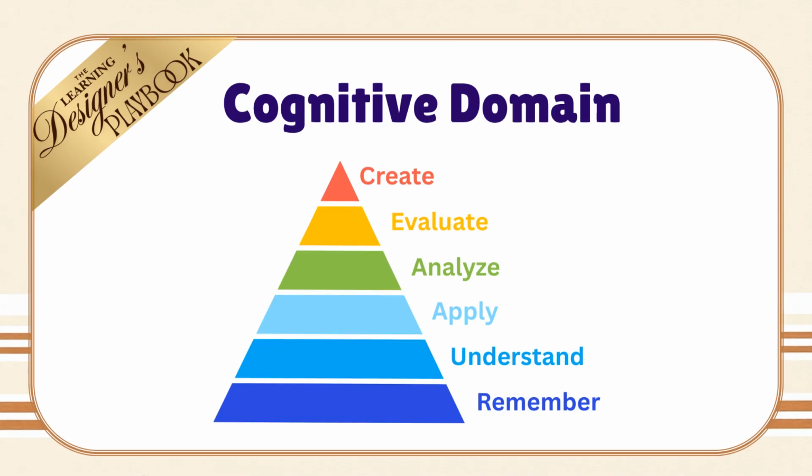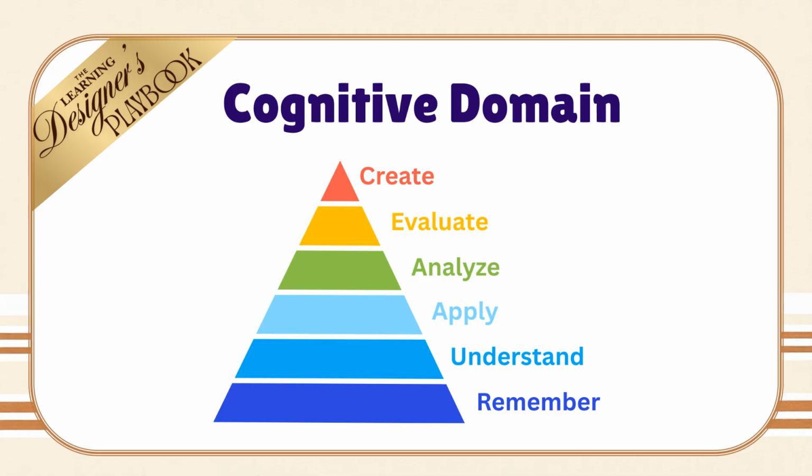The cognitive domain is the most widely used and recognized part of Bloom's taxonomy. It deals with intellectual processes and knowledge acquisition. At its foundation, the domain starts with remembering, where learners are simply recalling facts, definitions, or concepts. For example, remembering that water boils at 100 degrees Celsius is a task at this level.